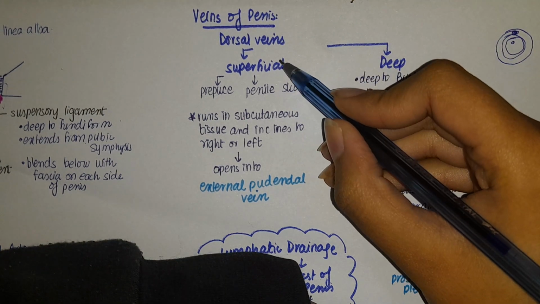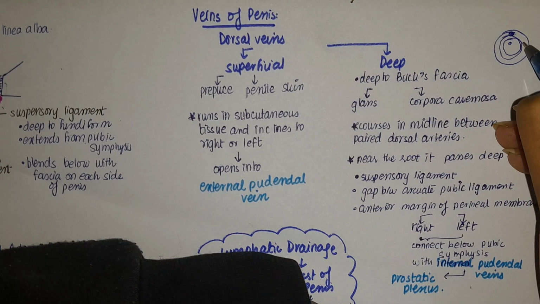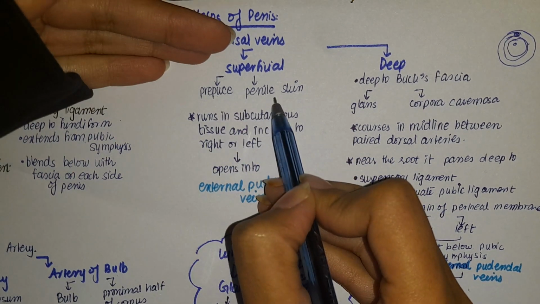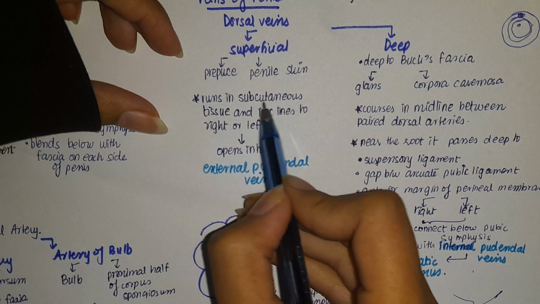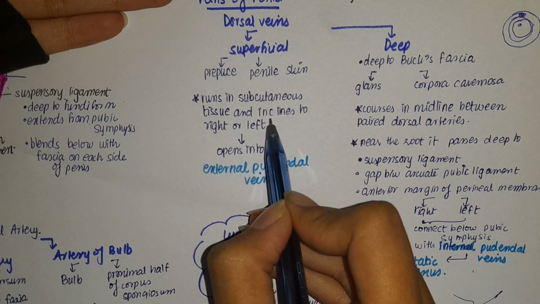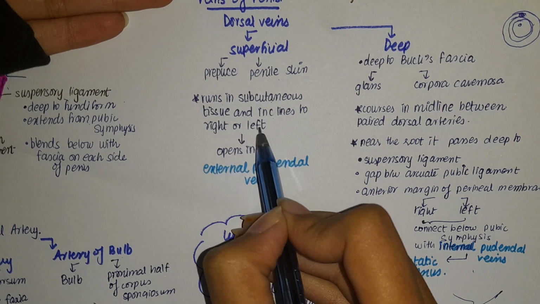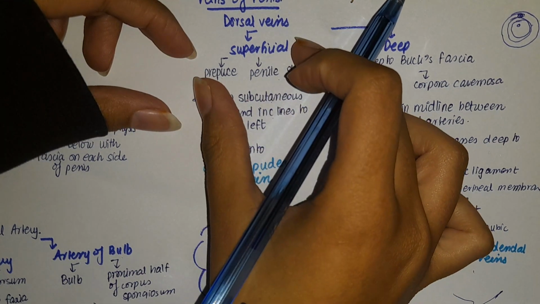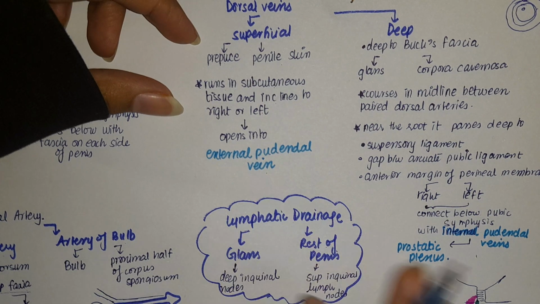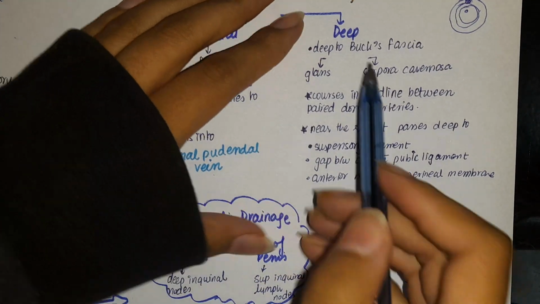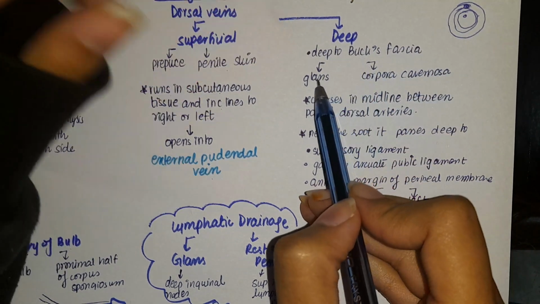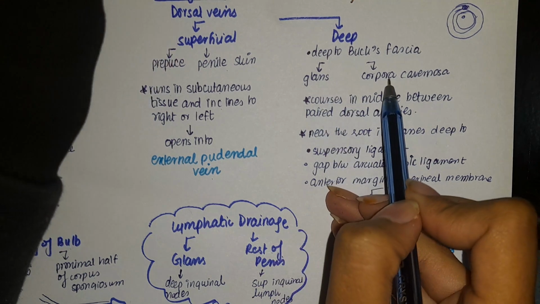So this superficial vein lies actually in the superficial fascia, and it is going to drain the foreskin as well as the major skin of the penis, and it runs in the subcutaneous tissue, or you can say that it runs in the superficial fascia and inclines to either right or left side. And because it is superficial, it is going to open into the external pudendal vein. Now this deep one, which is deep to the deep fascia or the Buck's fascia, drains the glans as well as the corpora cavernosa.